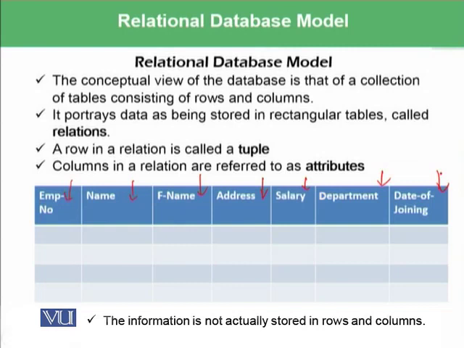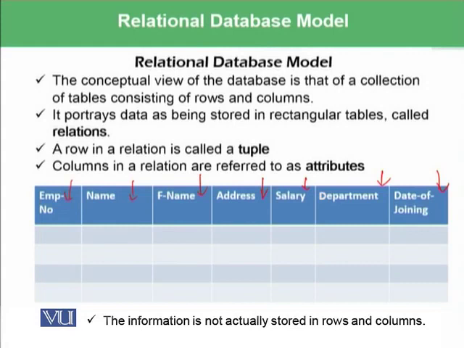We have represented it as a multi-dimensional array, but you must also note here that an array contains only similar types of data. However, here we have multiple types of data. For example, employee number is a numeric value, name is a string value, address is a string value, and salary could be a float value. We referred to such a thing as aggregates in the previous modules. So it portrays data as being stored in rectangular tables called relations.